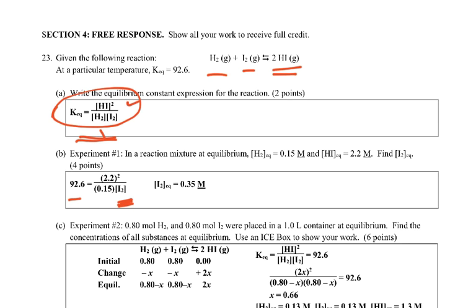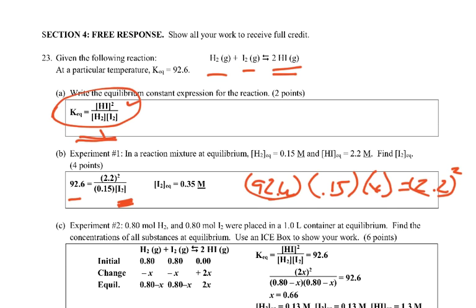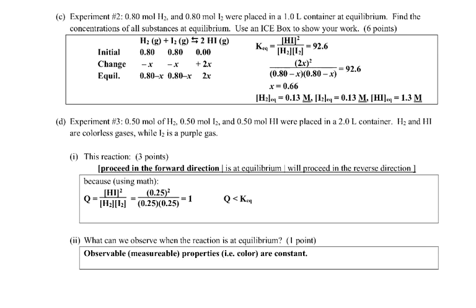Okay, so just try this yourself, don't just go by the answer, try this yourself. And what you have to do is cross multiply. So we're going to have 92.6 times 0.15 times x equals 2.2. Don't forget to square this. Okay, and then divide both sides by that, and then solve for that x. Okay, so there's the answer, but try it yourself. Make sure you don't goof that up, because when the variable's on the bottom, people goof that up.